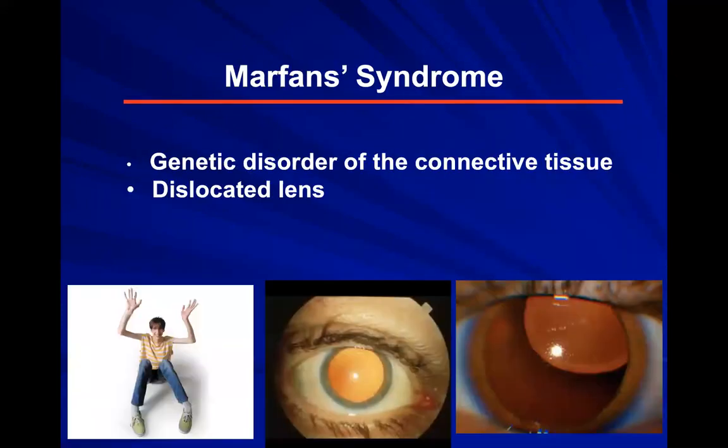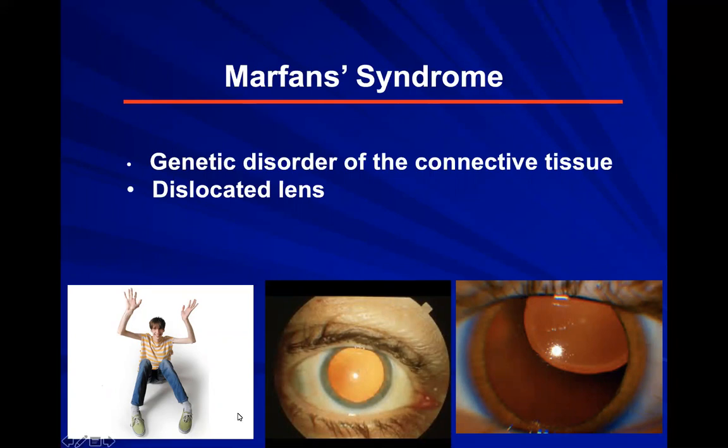Marfan syndrome. I cannot tell you how important the Marfan syndrome is to a lot of non-ophthalmologists when they want to write ophthalmology questions in either your board questions and any board questions, your USMLE, Saudi medical licensing exam, interviews. So it's a genetic disorder of the connective tissue, and usually you get not just a dislocated lens, but a subluxated lens.